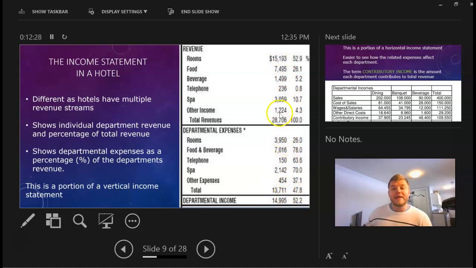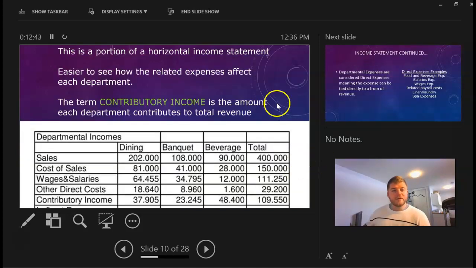At the end of the day here, we had $28,000 in revenue. We made $15,000, which is 52.2%. That's how much of the revenue we get to keep. Those are departmental incomes. This is another way of looking at it. This is a portion of the horizontal income statement. It's easier to see how the related expenses affect each department.